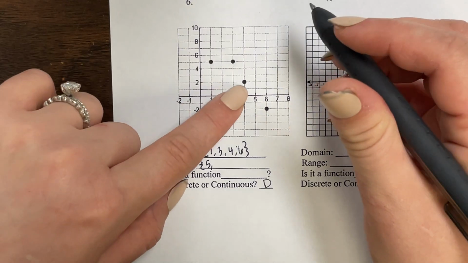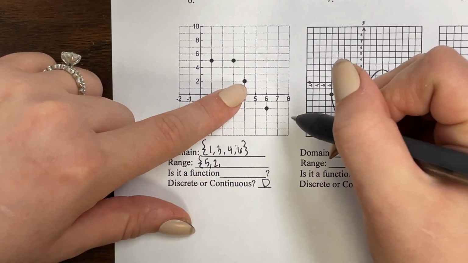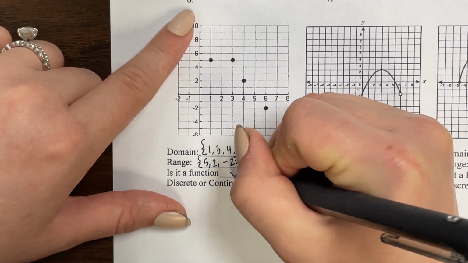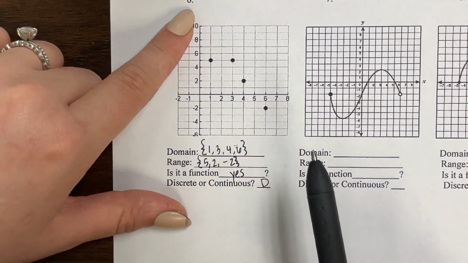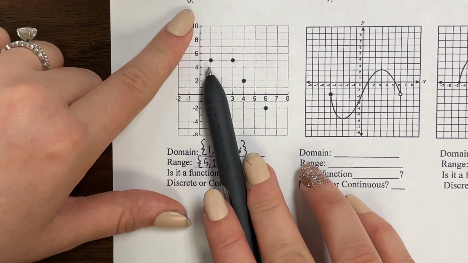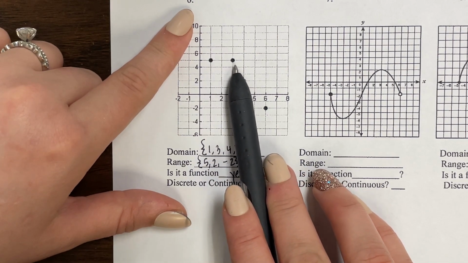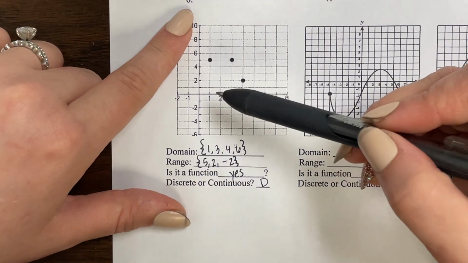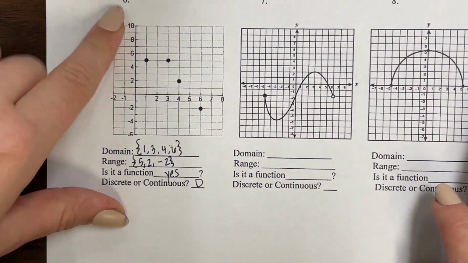still a function. We have one at 2, and we have one at -2. And yes, it is a function. Even though we have repeating y's, that's okay. It makes a horizontal line, and horizontal lines are functions. We just cannot have repeating x's.